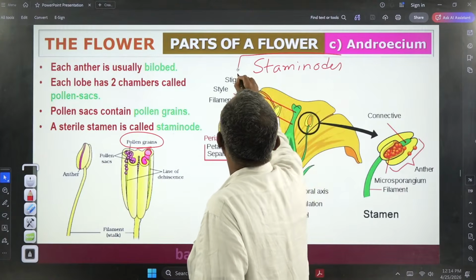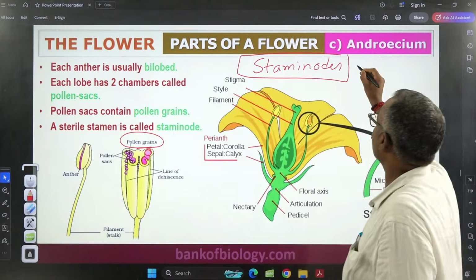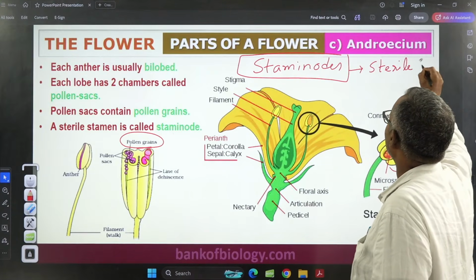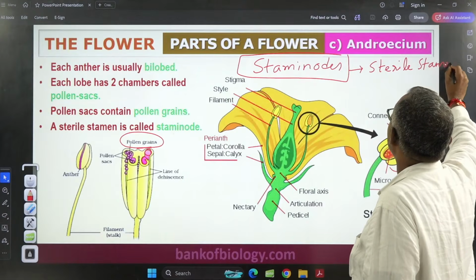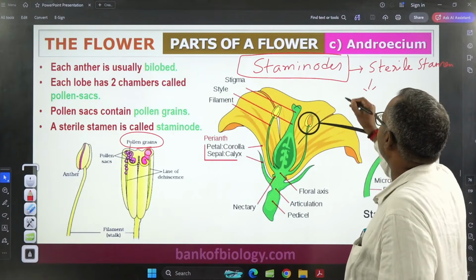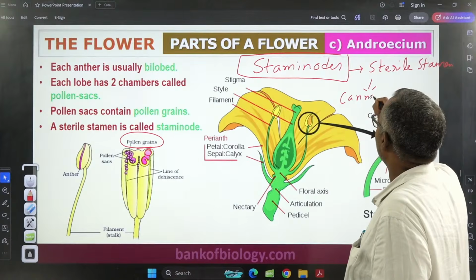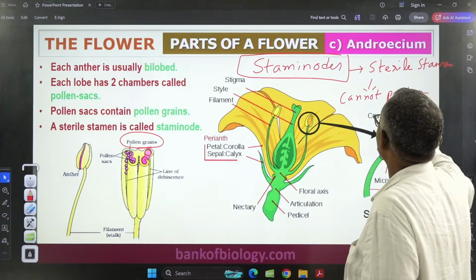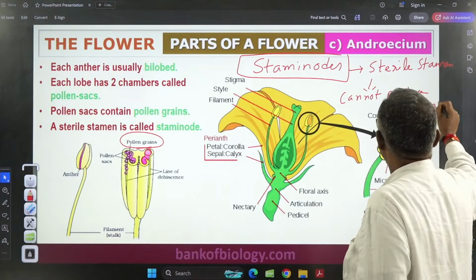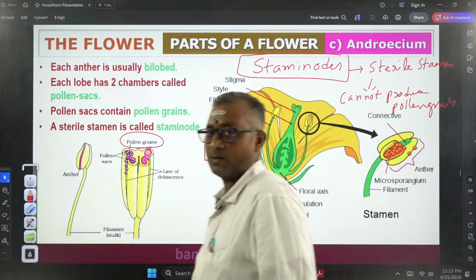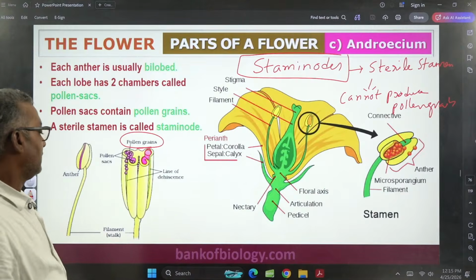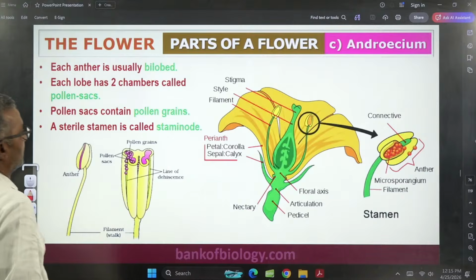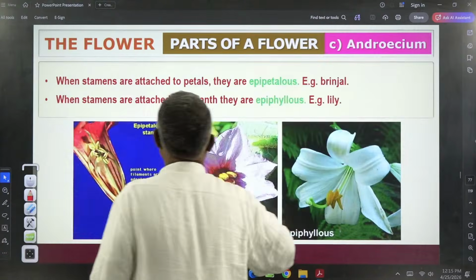What do you call them? Staminodes. So staminode is a sterile stamen. So what do you mean by sterile here? It cannot produce pollen grain. Got it? So this is what you can see here, with respect to the stamen.